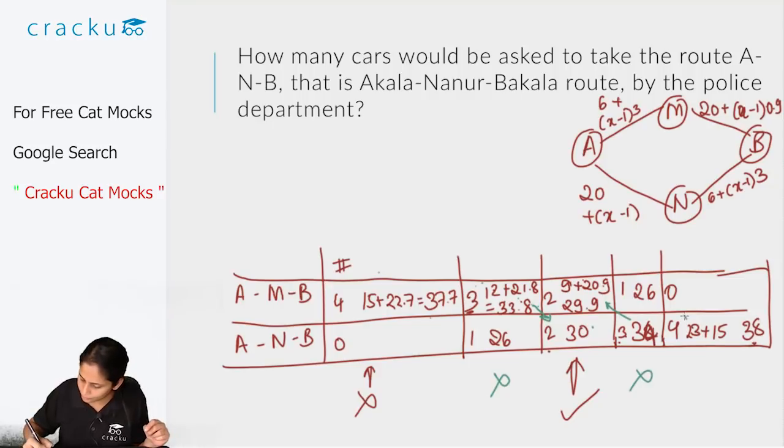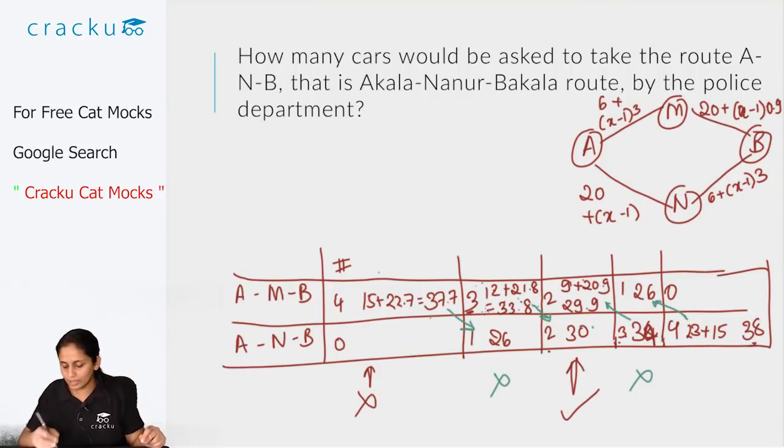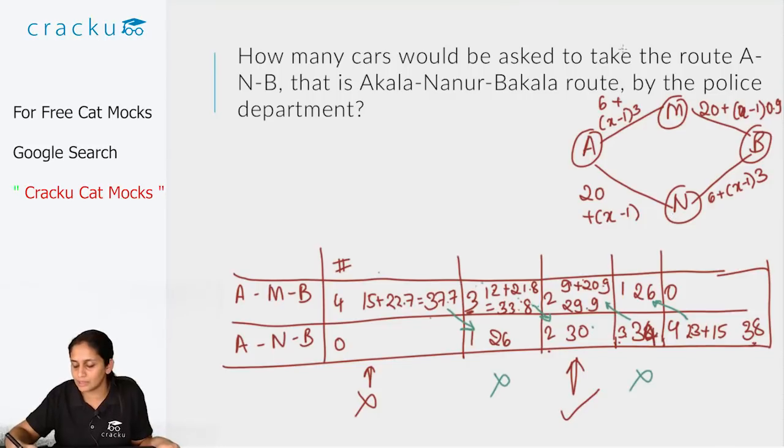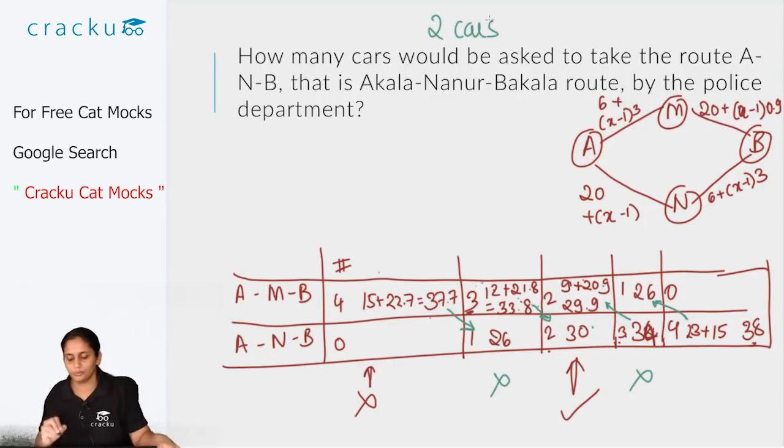So I would switch if I were here, I'd switch to this. If I were here, I'd switch to this. So only in the middle case, when there are 2 cars in each of the routes, would there be no switching. So the number of cars that would be asked to take the A and B route would be 2 cars. So the answer is 2.